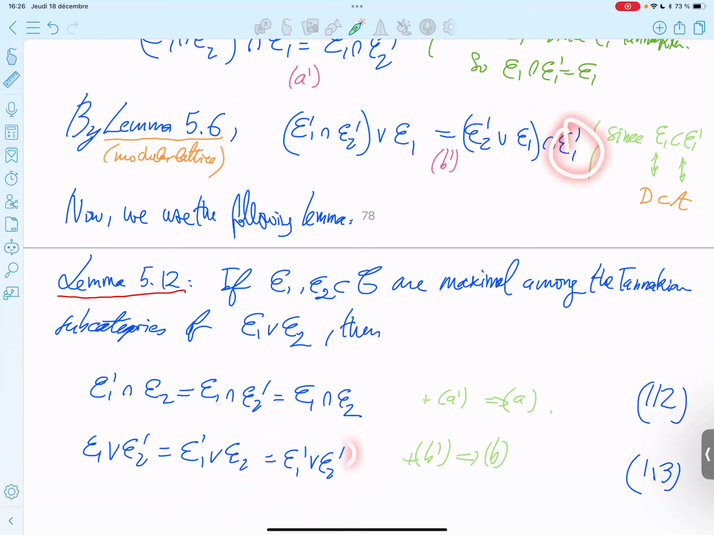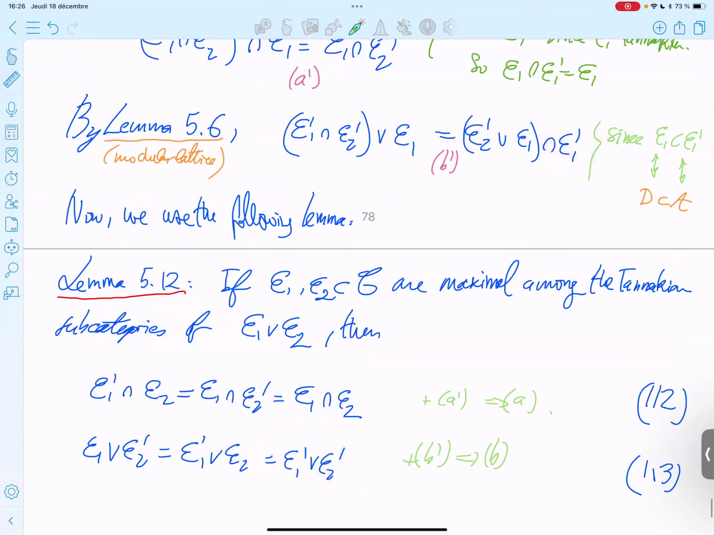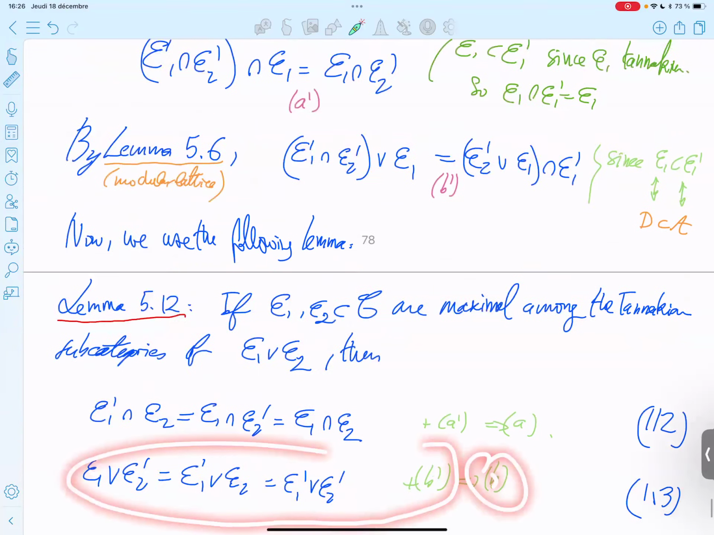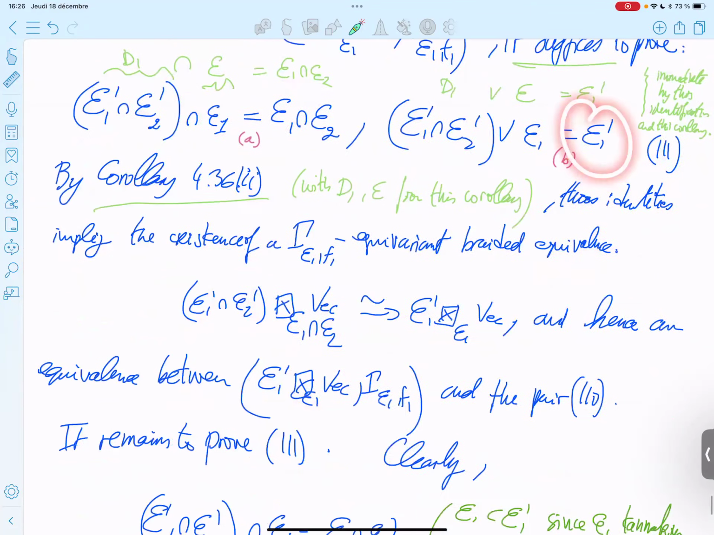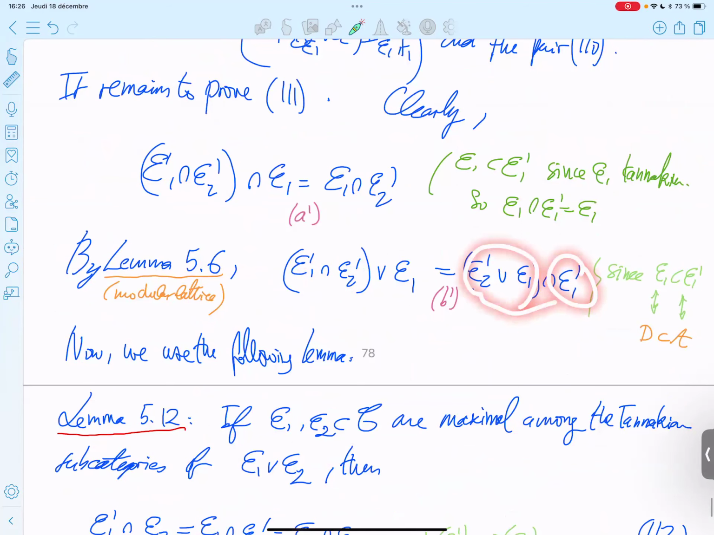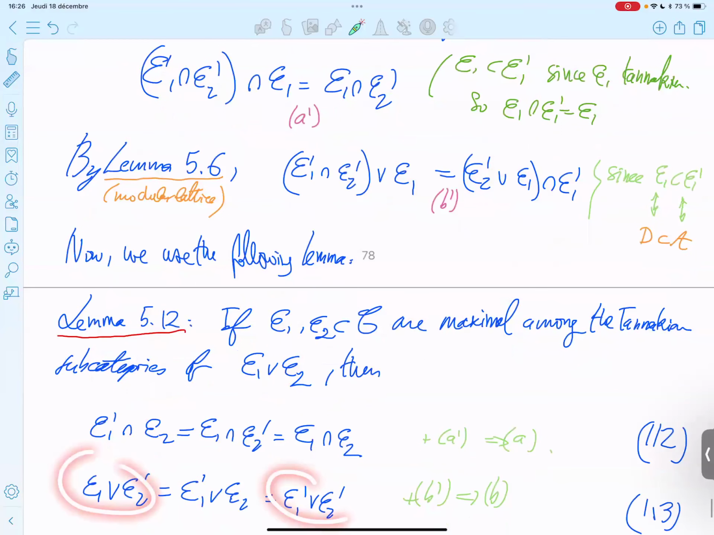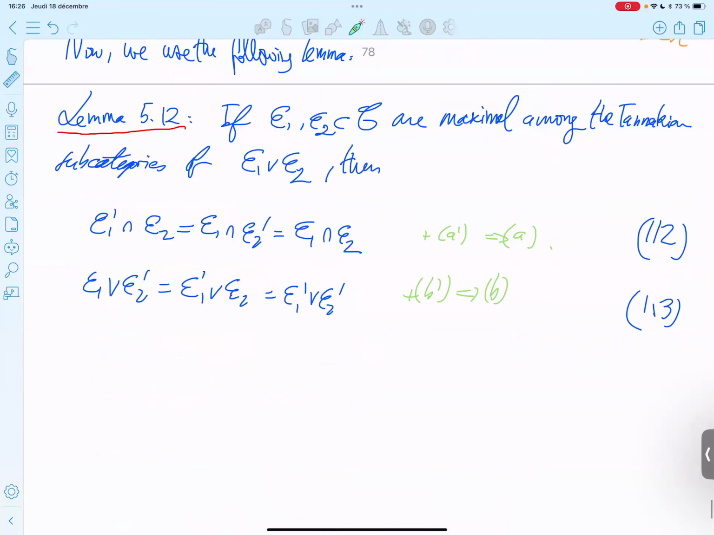But this is trivially included here because this is generated by that and that. So when you intersect that, of course, you get this only. So this and B prime imply B. You get that only because this is included in that because this is equal to that, which trivially contains E1 prime. So now we are reduced to proving this lemma. So the main result of the paper reduces now to this lemma.